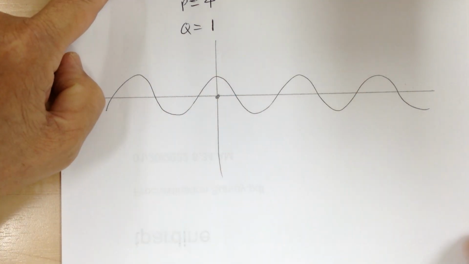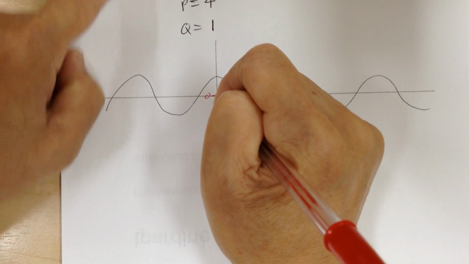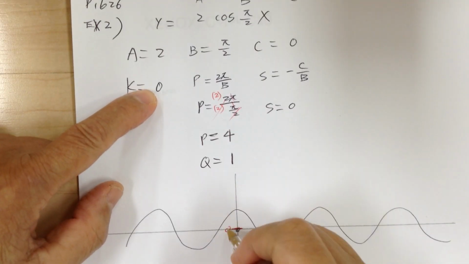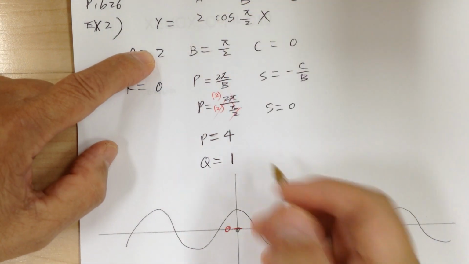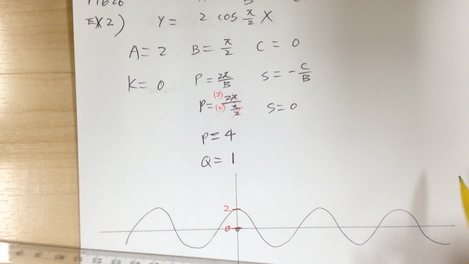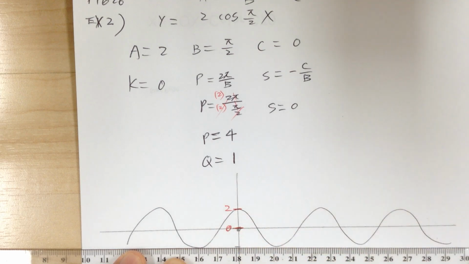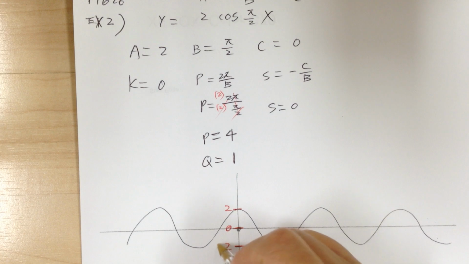Now K equal to 0. That means when you're going up and down, this is 0. That means your starting point is 0 right over here. Your A equal to 2 means you go up by 2, so this will be a 2, and you go down by 2. Now make sure you get the ruler and line this up. So this point right over here will be 2, negative 2.